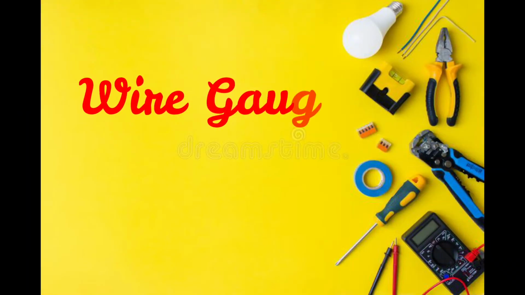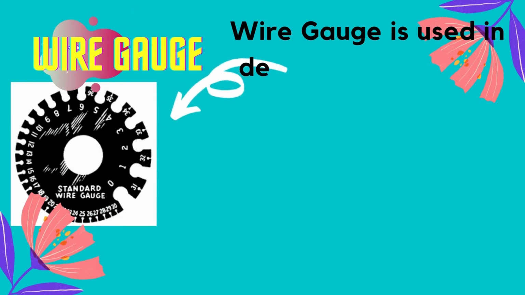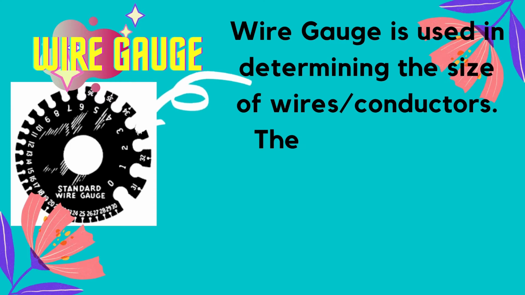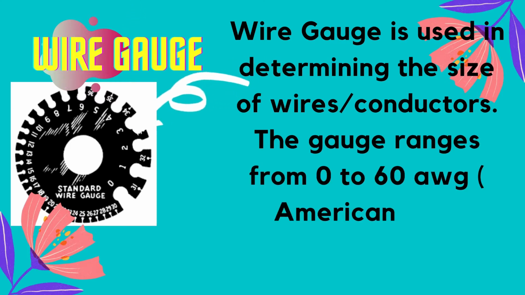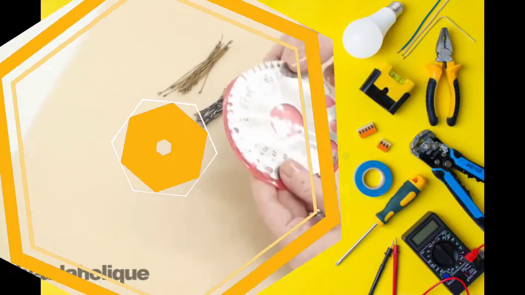Okay, so the next tool is the wire gauge. Wire gauge is used in determining the size of wires or conductors. The gauge ranges from 0 to 60 AWG, or American wire gauge. Watch this video on how to use the wire gauge tool.